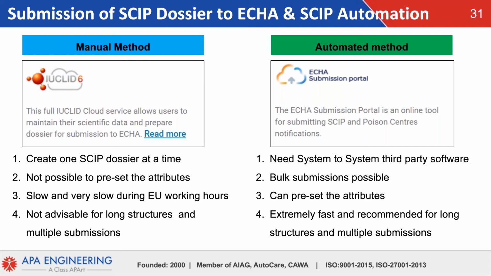Coming to the automated method using third-party software, which enables bulk submissions in a very, very quick way. APA has a software called GreenCheck. It has the ability to preset the attributes and is extremely fast and recommended for the long structures and multiple submissions. Next slide.